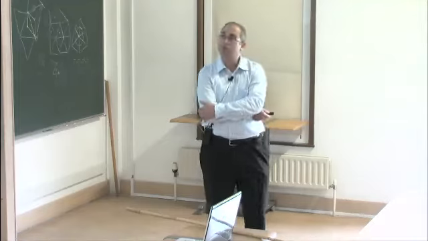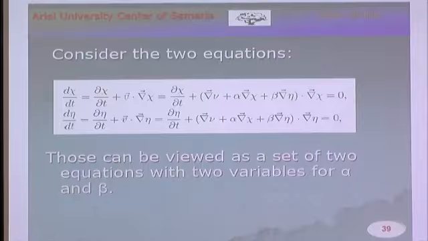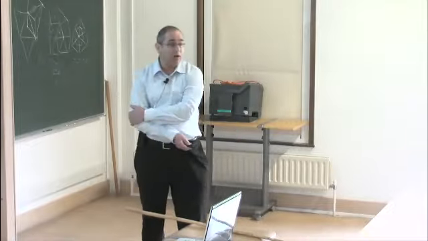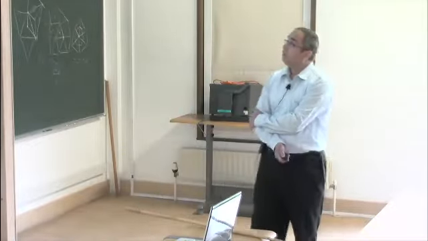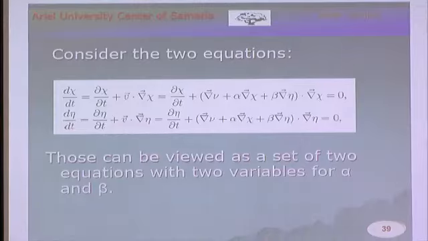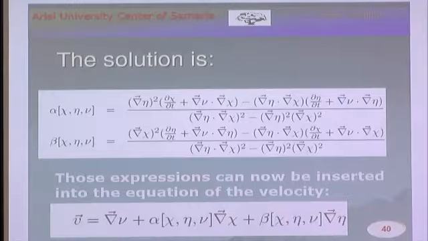Let's look at those two equations, which tell us that the material derivatives of chi and eta are null. If you write them explicitly and put in for the velocity a generalized Clebsch representation, then you get those two equations, which can be viewed as a set of two equations for the two variables alpha and beta. And of course, they can be trivially solved. And this is the solution.